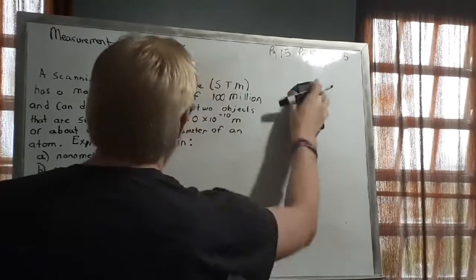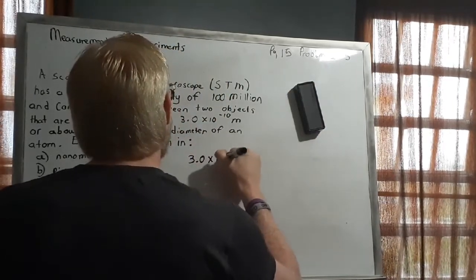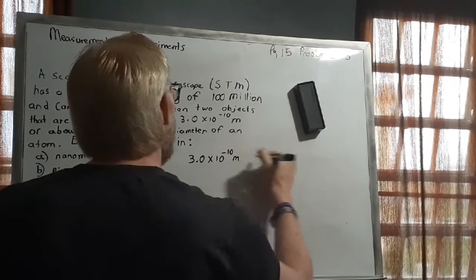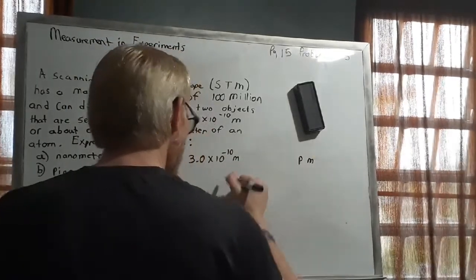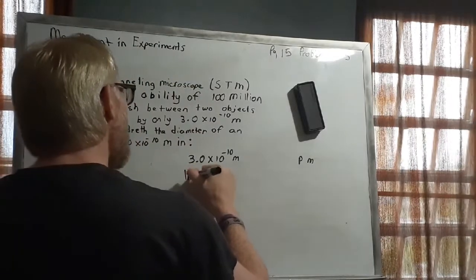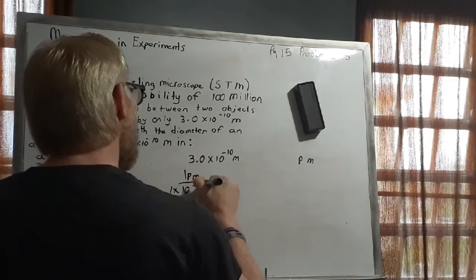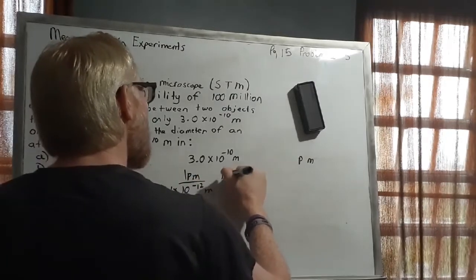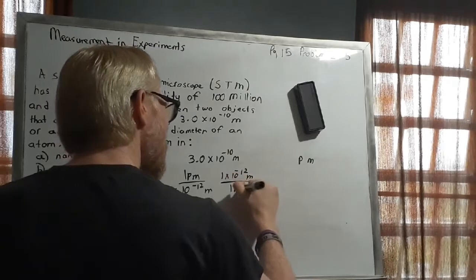So now I'm going from 3.0, or 3, which is the same thing, times 10 to the power of negative 10 meters, but I'm going to go to picometers. So that's abbreviated pm. Now my ratio says that 1 picometer is 1 times 10 to the power of negative 12 meters, or 1 times 10 to the power of negative 12 meters is 1 picometer.